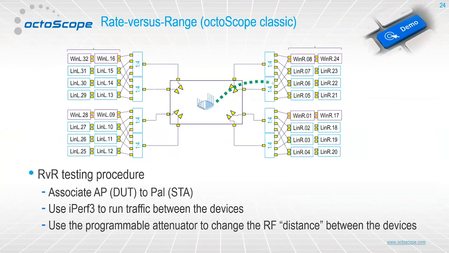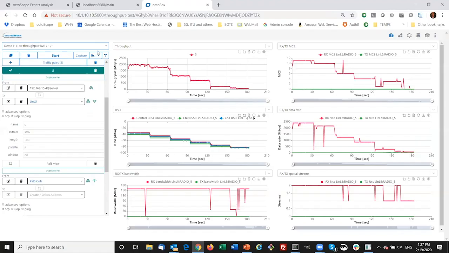And in this simple test, what we're going to do is run traffic from the device under test, which in this case is the PAL 6 as an access point, to one of the station PALs as a station. And you can see the traffic running through the attenuation, through the splitters here. There's also attenuation on this path, and that allows us to modify the range.